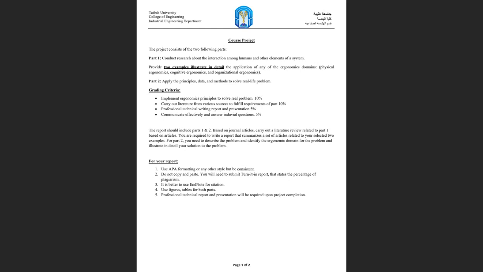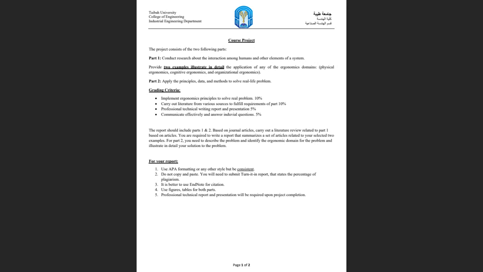Okay. The grading criteria will be 10% for part 2, solving the real problem. Part 1 also 10%. So part 1 is 10%, part 2 is 10%. The technical report and presentation, how professional you do the report and the presentation slides, will be 5%.